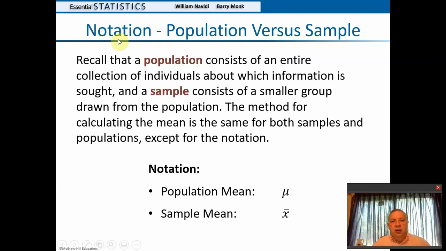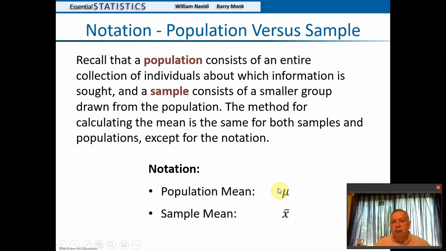Okay. So recall the population consists of an entire collection of individuals about which information is sought. I would like this number. This may be inconvenient, so I'm going to go after sample data. And a sample consists of a smaller group drawn from the population. The method for calculating the mean is the same for both samples and population, except for the notation.